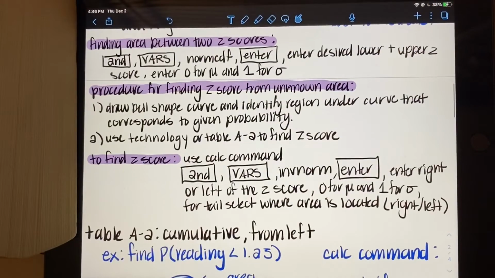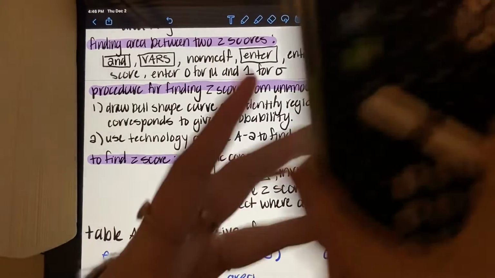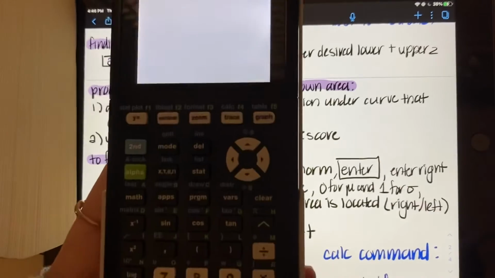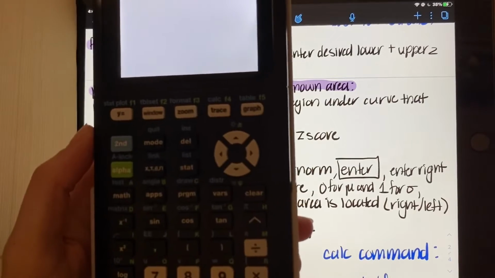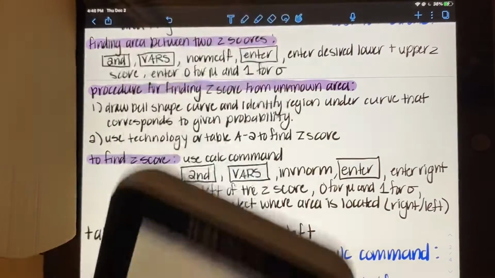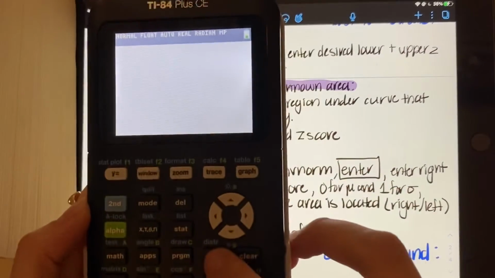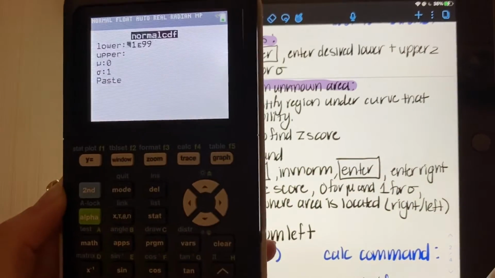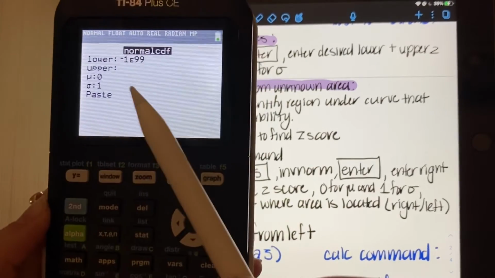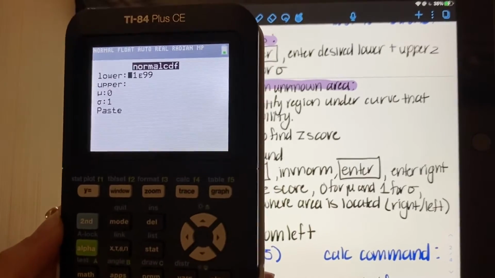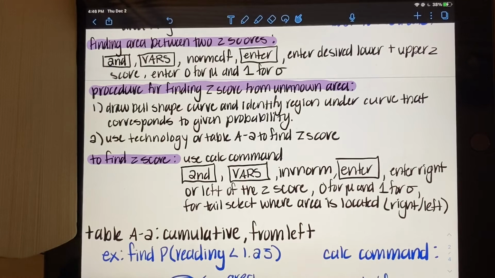And now I'm going to teach you how to find it. As I said, I'm going to most likely use our calculators, but I will show both. For basic calculators, I use the TI-84. For finding an area between 2 z-scores, you're going to use second, which is right there. You'll go down to vars, and you will go over to normal CDF. So second, vars, scroll down to 1, normal CDF. And here you'll put in your lower and upper z-scores, and you will enter, keeping 0 for mean and 1 for standard deviation.